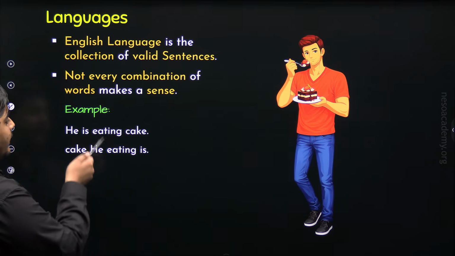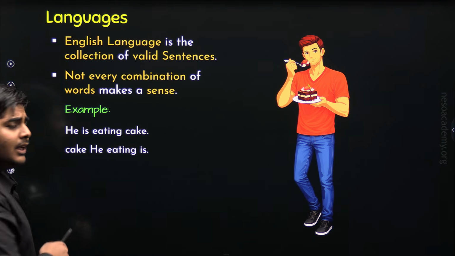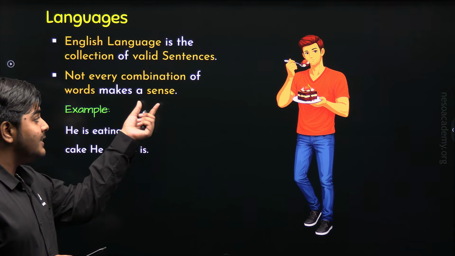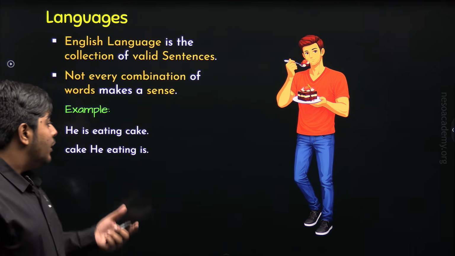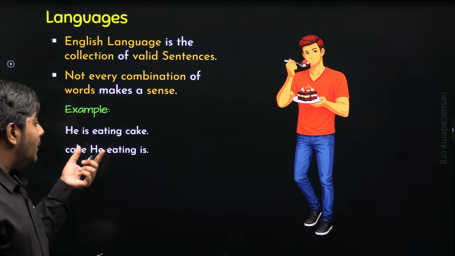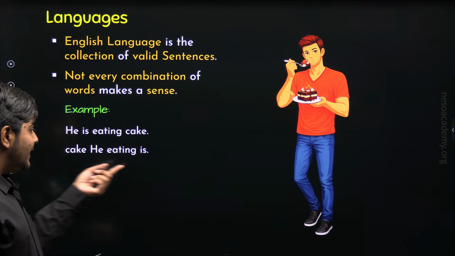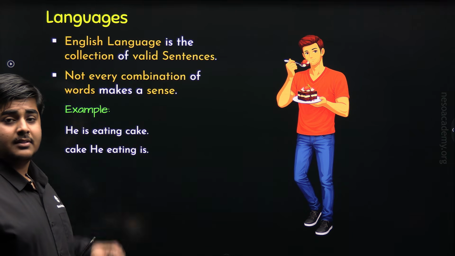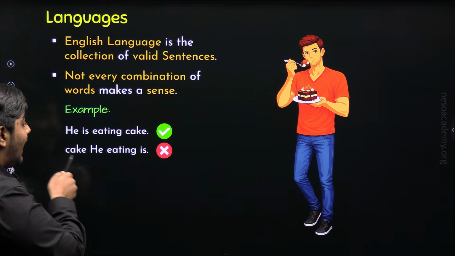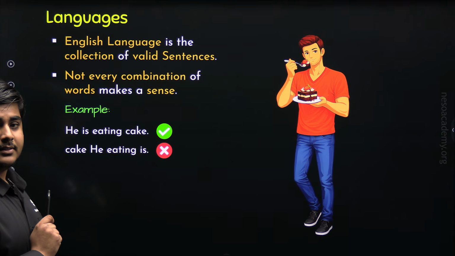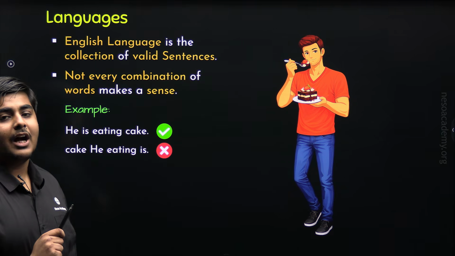So here I have taken 2 sentences. The first one is, he is eating cake. Now this sentence is very much making sense, meaning that the person is eating a cake. But when these words are combined randomly, like cake he eating is, now this sentence is not making any sense. This is the reason why this sentence is a valid sentence and this sentence is an invalid sentence. So this sentence will be part of the language, while this sentence will not be part of our English language.